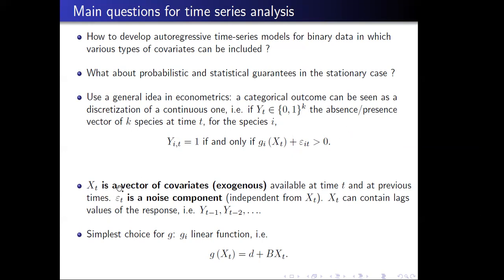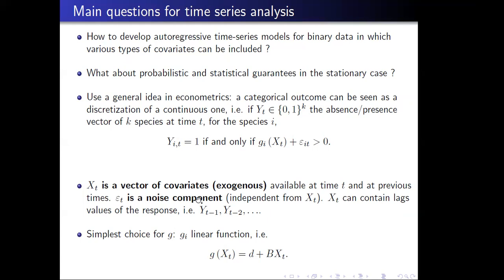And here epsilon_t is a noise component. So typically, one can assume that epsilon_t is independent from X_t. And the X_t can contain some lag values of the response, that is, the absence or presence of the same species during the past. So here is a simple link function, G, that you can use. G is simply a vector of functions with coordinates G_i, and here G is a linear function.